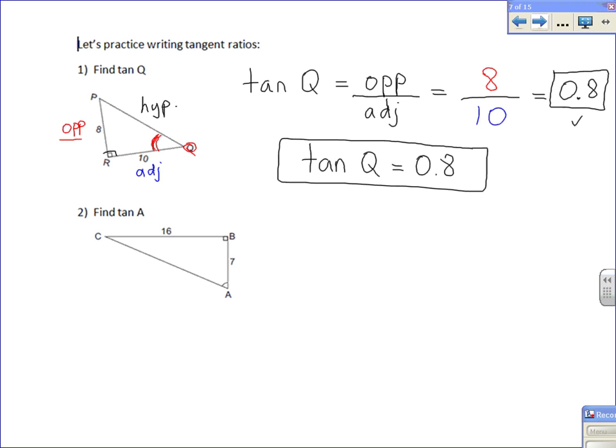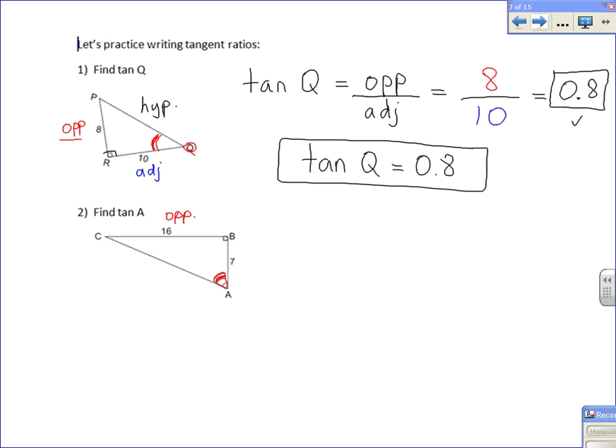Let's try the next one. Let's find the tangent of A. Again, find angle A right away. Well, there's A. Okay, there's the point A. So angle A is going to be the angle that's made right at this point. Okay, and I can label, immediately I could label my opposite side. It's going to be the side across from A, which is 16 over here.